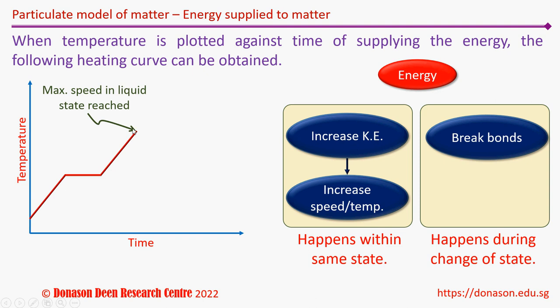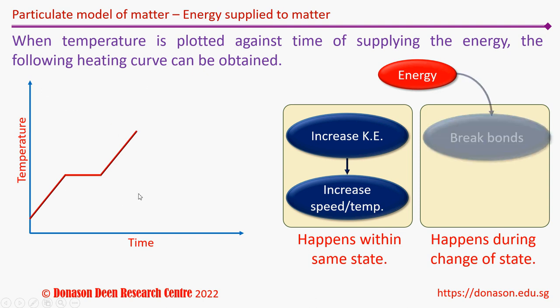And what happens again, with the bonds still being intact, once again there is a limit to the maximum speed of the particles in the liquid state. So the maximum speed of the particles in the liquid state is reached at this point, and of course no matter how much energy we try to give, with the bonds still being intact, the particles cannot move any faster than what they are already moving. So it's already at the maximum speed in the liquid state.